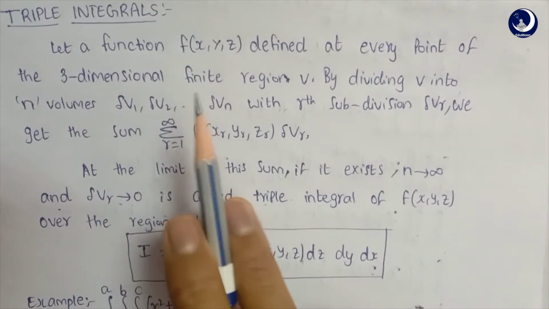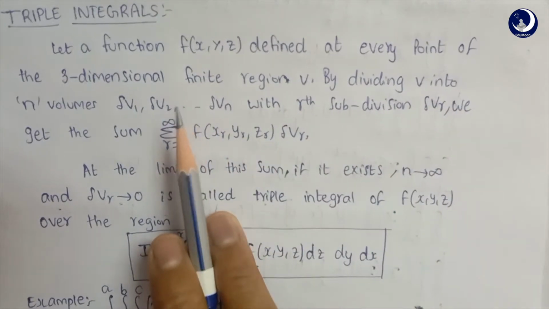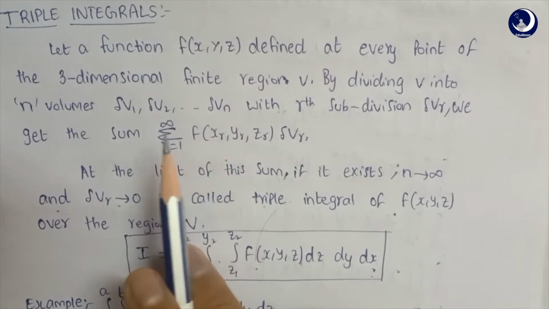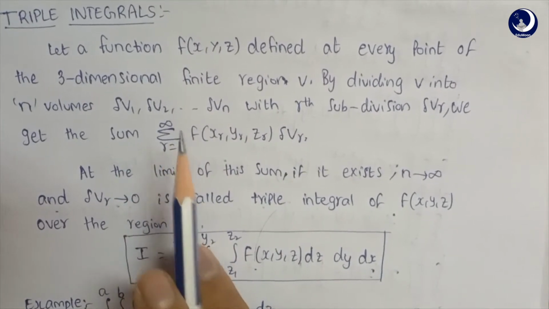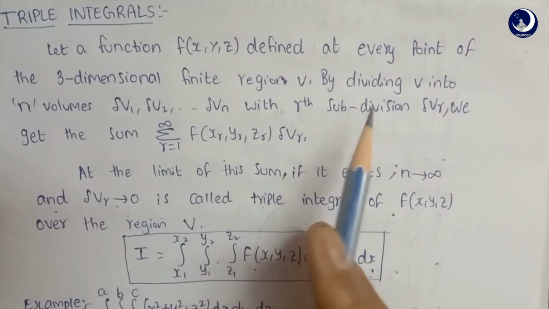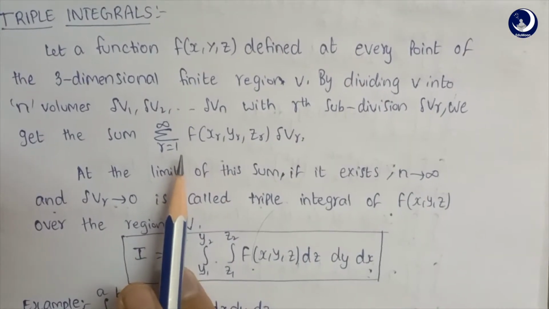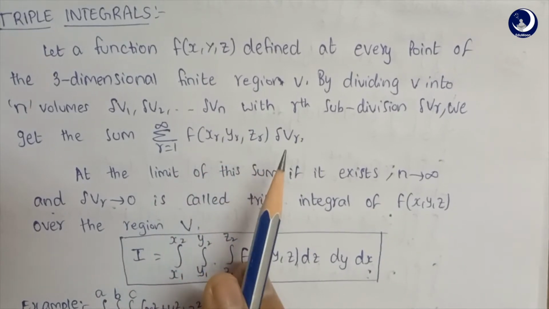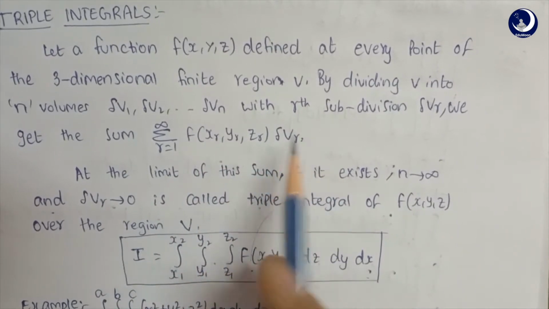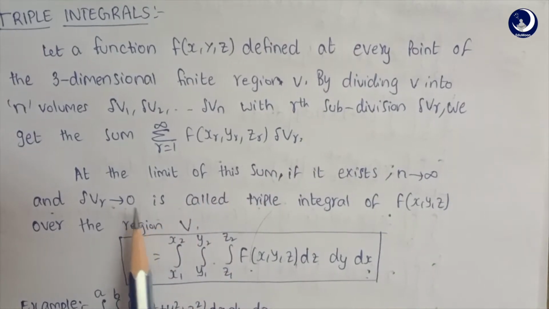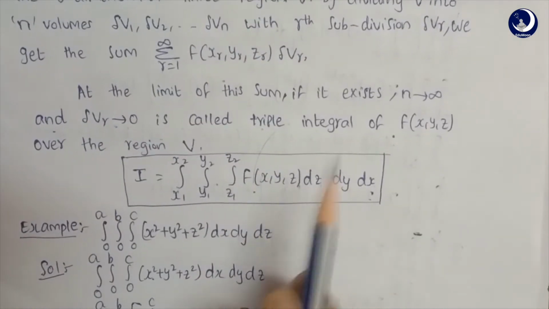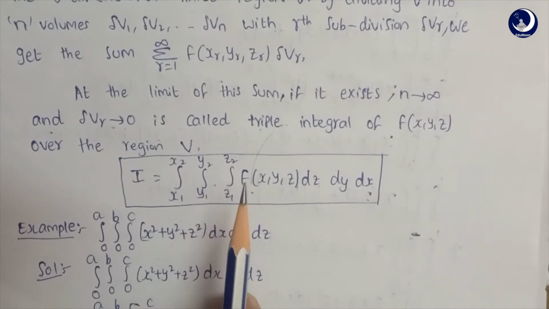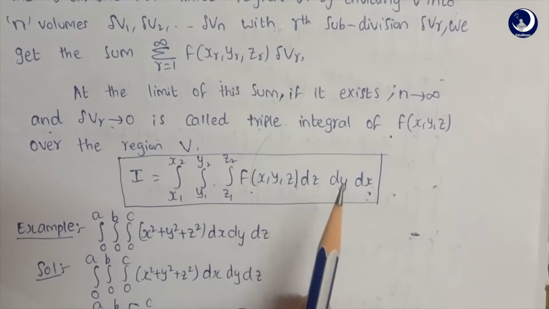Let a function f of x, y, z be defined at every point of a 3-dimensional finite region V. By dividing the volume into several units with n volumes delta V1, delta V2, and so on up to delta Vn, we finally get the sum over r equal to 1 to infinity of f of xr, yr, zr times delta Vr. By letting delta Vr tend to 0, we get the triple integral I equal to the integral from x1 to x2, y1 to y2, z1 to z2 of f of x, y, z dz, dy, dx.